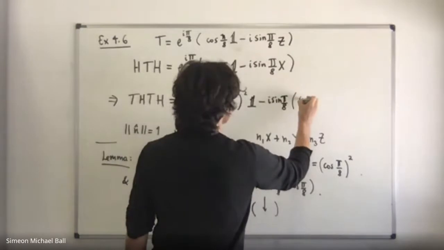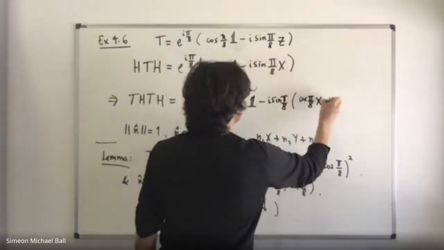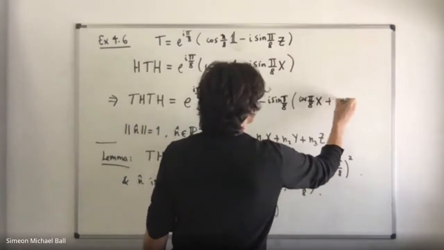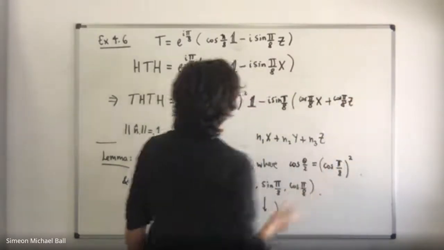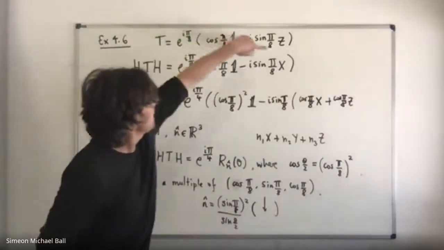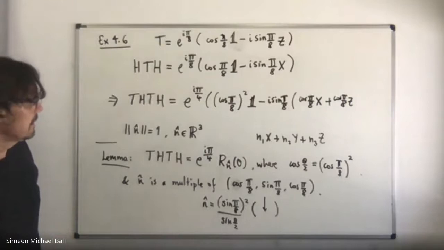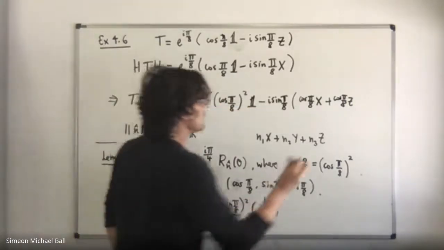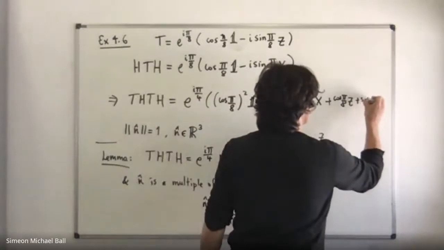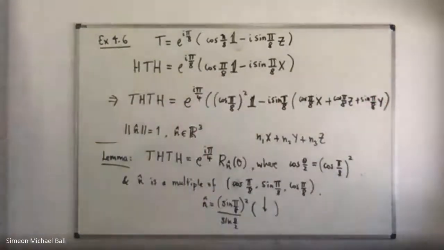X is going to be cosine pi over 8 x plus cosine pi over 8 z. And then it's zx, which is iy, but then we've taken the i out again, so you end up with sine pi over 8 y. Okay?